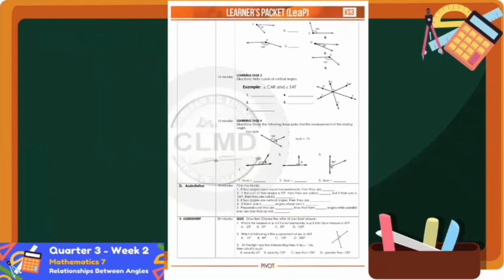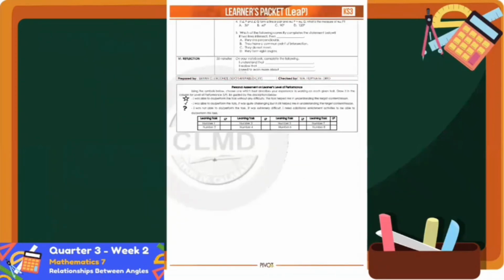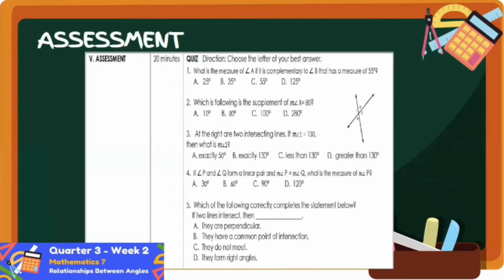Okay, this time let's go with the assessment. For your quiz, choose the letter of your best answer. Number 1. What is the measure of angle A if it is complementary to angle B that has a measure of 55 degrees? Letter A, 25 degrees, B, 35 degrees, C, 55 degrees, or D, 125 degrees.